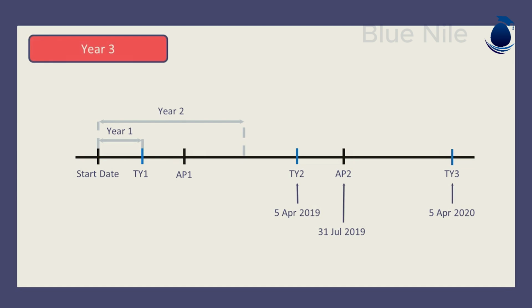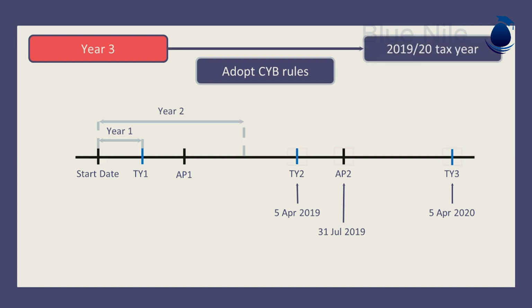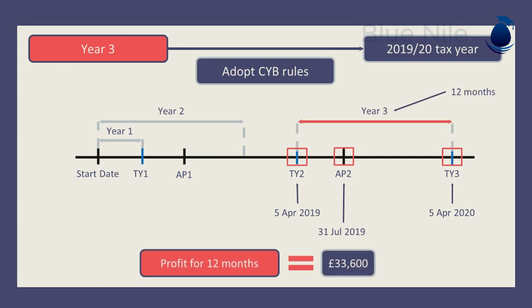Moving on to year 3, we said in most cases we would be adopting current year basis rules by this year. So year 3 for Ross is 2019-20, and if we look at the timeline, the accounting period ending between the 6th of April 2019 and the 5th of April 2020 is the year ended 31st of July 2019, which is indeed 12 months long. So yes, we can simply take the profits for this year of £33,600 as income for 2019-20.